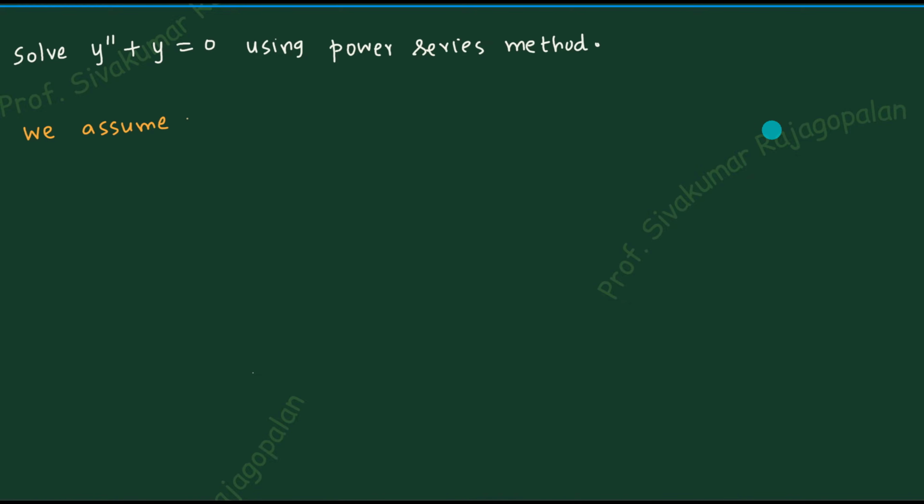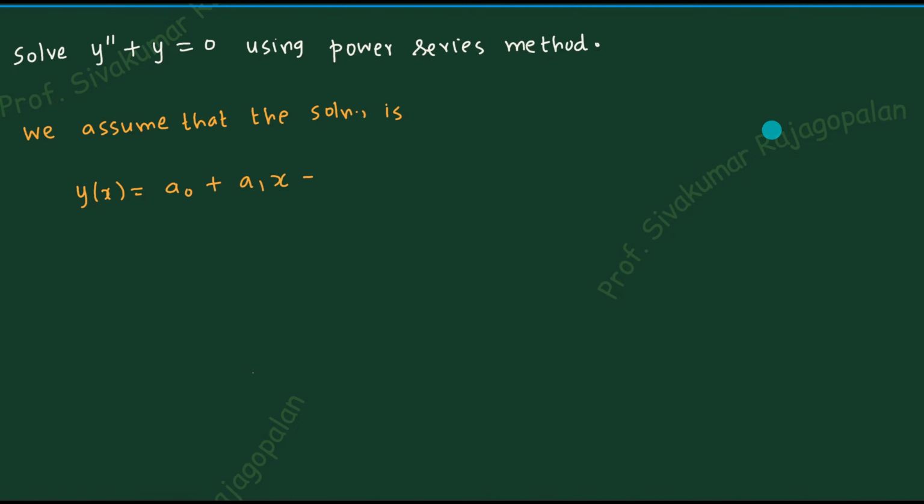Now, once this is clear, what is the very first step in the power series method? We have to assume the solution. That's what I'm writing. If the statement of the problem says you solve this particular differential equation using the power series method, then what is your first step? Your first step is that we assume that the solution will look like a power series. That is your first step.